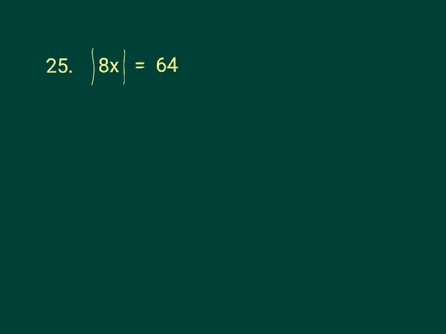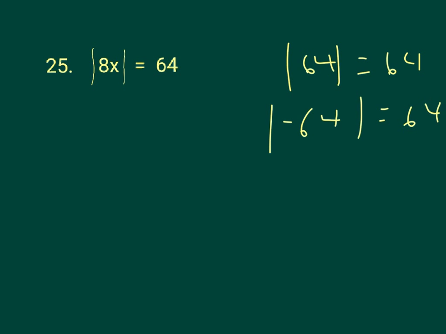If the absolute value of 8x is 64, then we could have this 64. The absolute value of 64 is 64. But the absolute value of negative 64 is also 64, because the absolute value just tells you how far this is from 0. So we have to write two things here. We can solve, and we have to solve for two. Either 8x equals 64, or 8x equals negative 64.